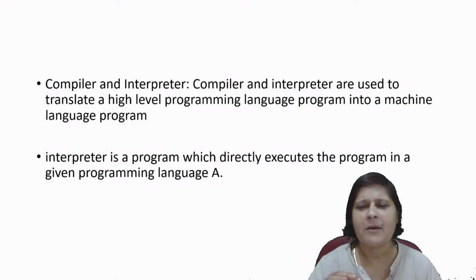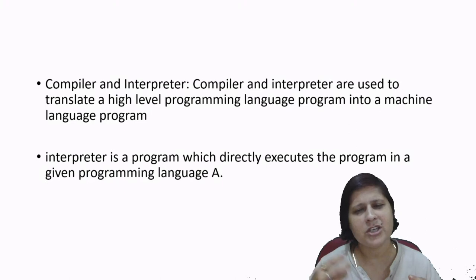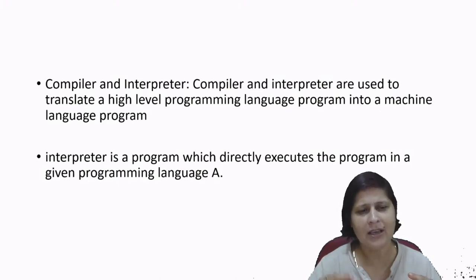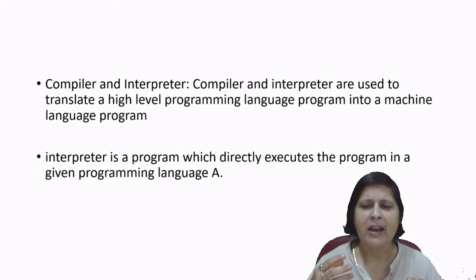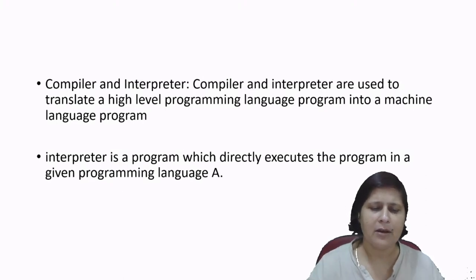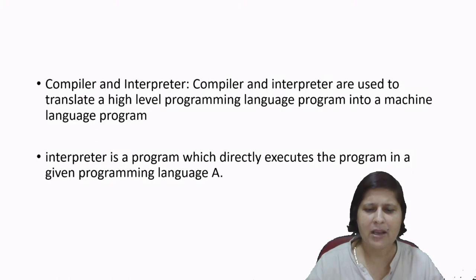Compiler and interpreter are used to translate the high-level program language into machine language program, that is known as the compiler, right? And an interpreter is a program which directly executes a program in a given programming language.